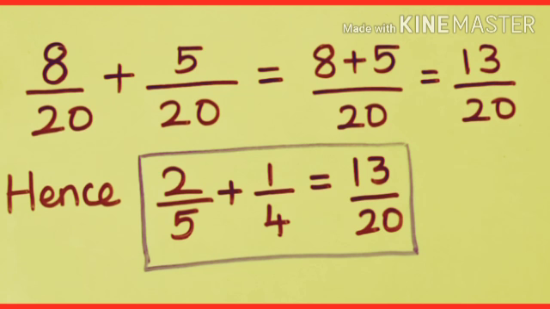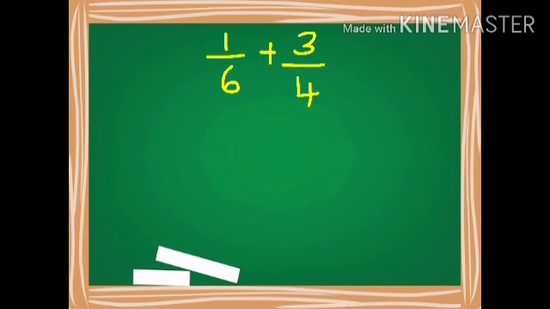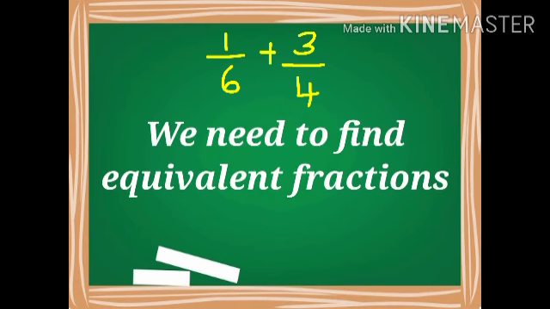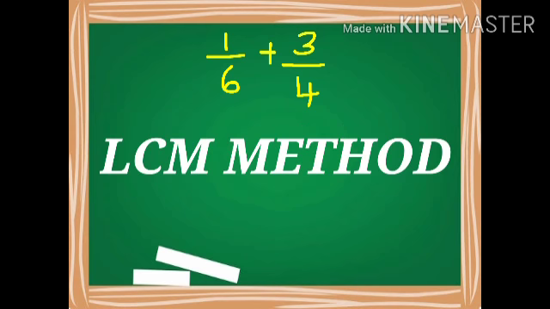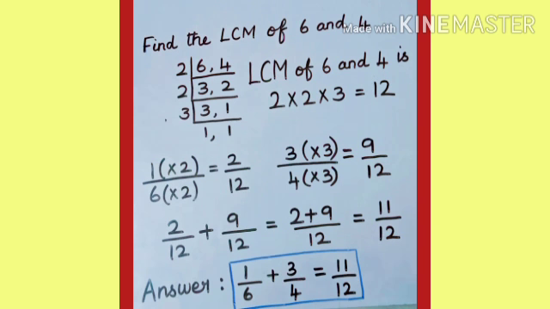Let us look into the third example, 1 by 6 plus 3 by 4. Here also, these fractions are unlike fractions because of having different denominators, 6 and 4. So we need to find the equivalent fractions. Here, let me explain a different method of finding equivalent fractions, which is called the LCM method. Start by finding the LCM of the denominators 6 and 4.